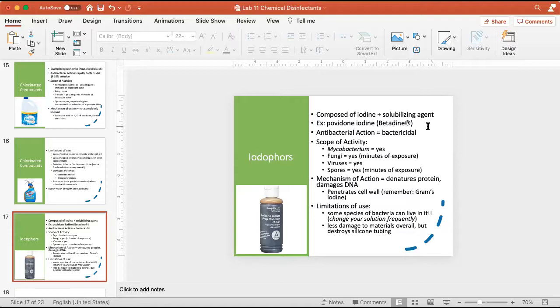Iodophores are one of the chemicals that can be used as both a disinfectant and an antiseptic. I should have mentioned that you can also use alcohol as an antiseptic, right? The last time you had blood drawn, you probably had your skin cleaned off with a little alcohol pad. If you've ever cleaned out a cut with alcohol, it's very common to use alcohol as an antiseptic as well as a disinfectant. And the iodophores are the same.